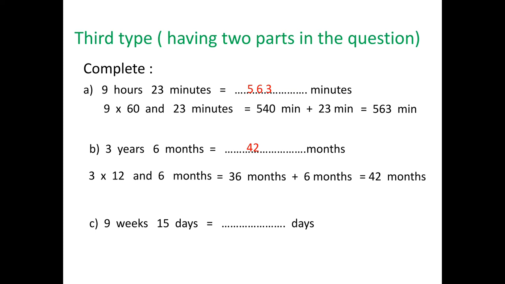And which number will I use? I will use number 7 because I have 7 days in a week. So multiply the 9 by 7 and leave the 15 days as they are. You will get 63 days and 15 days. Add them together, you will get the final answer.